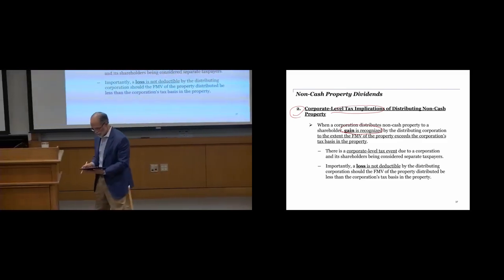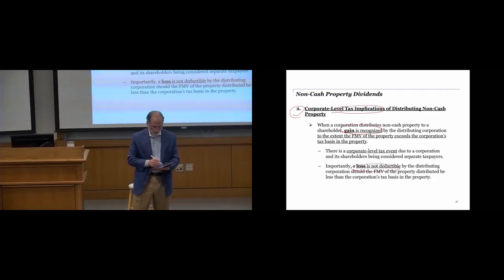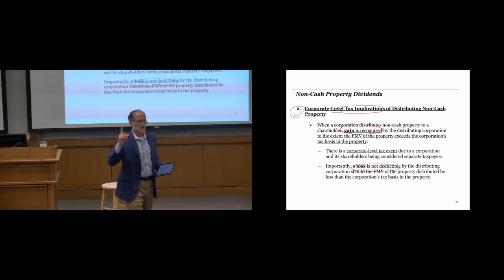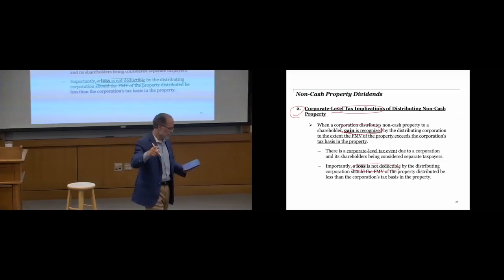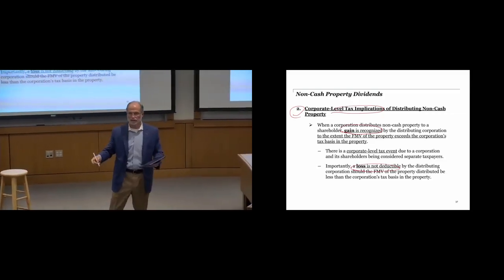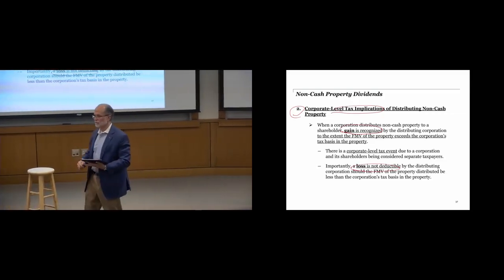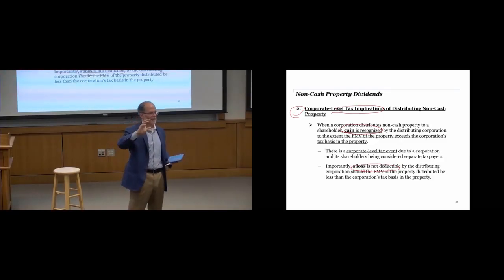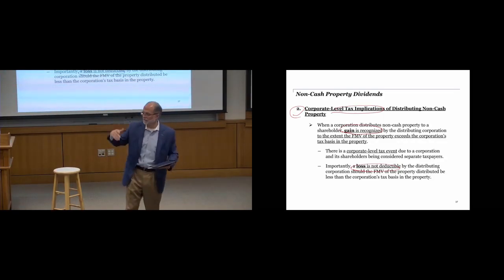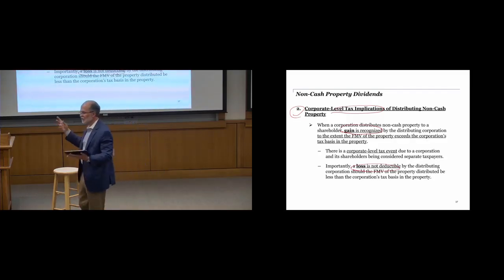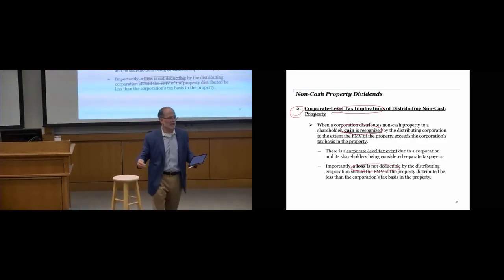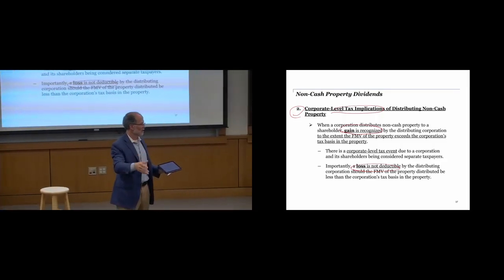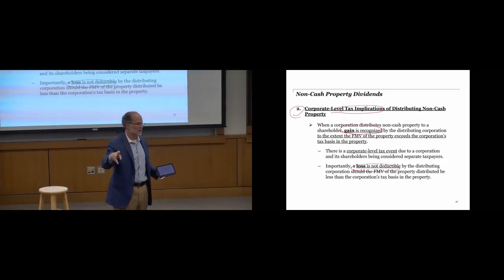It's a one-way street here. If there's a loss in the property, the loss is not deductible. Okay? And I think this is just probably premised on the fact that it has the connotations of a related party transaction if you're distributing it to a shareholder, even though you technically might not be a related party. But the way they wrote the rules is gain is recognized, loss is not recognized.